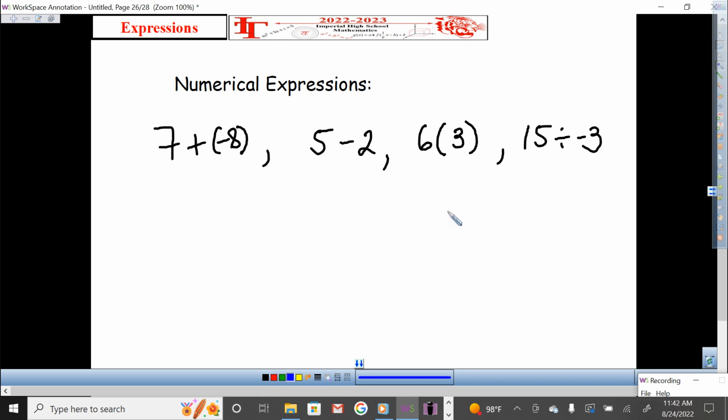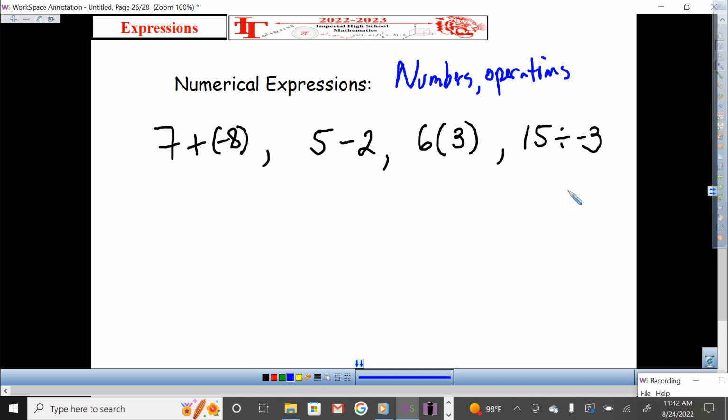All right, so I heard numbers. Did I hear numbers? Yes? Okay. What else do we see? Somebody said addition, subtraction, multiplication. What is that called? Operations. That's what makes up numerical expressions.